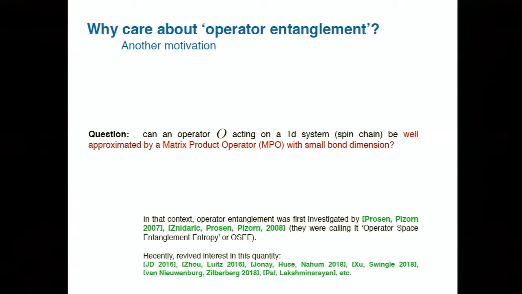Now, more recently, the interest in this quantity has been somewhat revived in connection with simulation of one-dimensional quantum systems or higher dimensional quantum systems, one-dimensional in particular. And there the question is, given some operator O acting on some spin chain, can you approximate it with some matrix product operator with reasonably small bond dimension? And in that context, with that question in mind, to my knowledge, this was first studied by Prosen and collaborators 10 years ago.